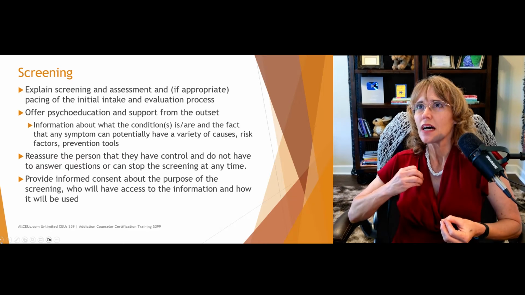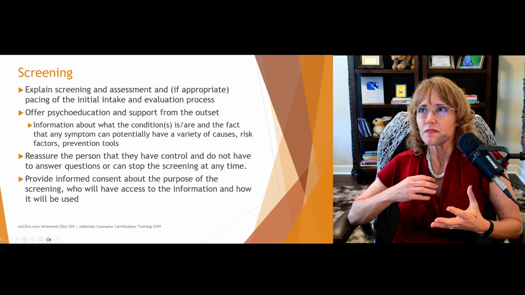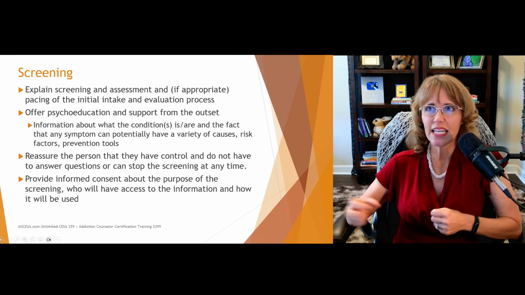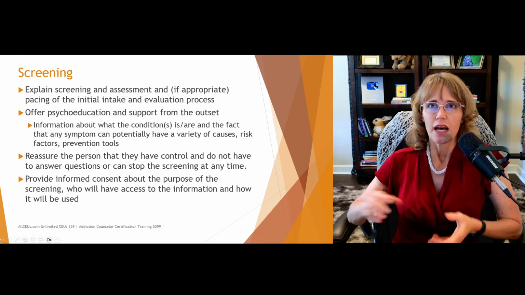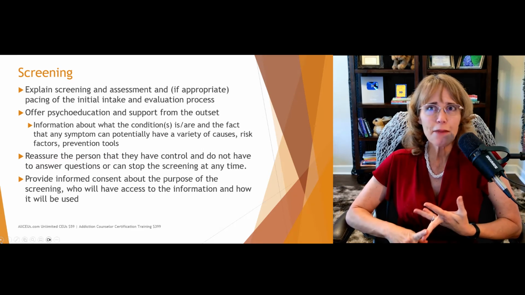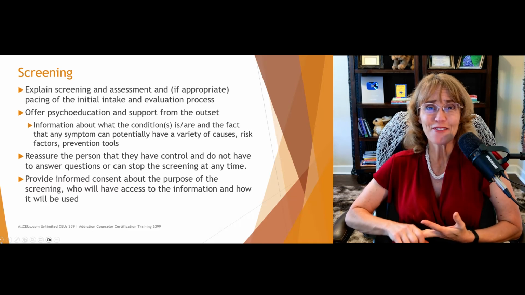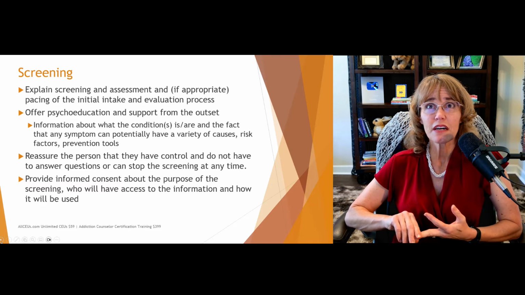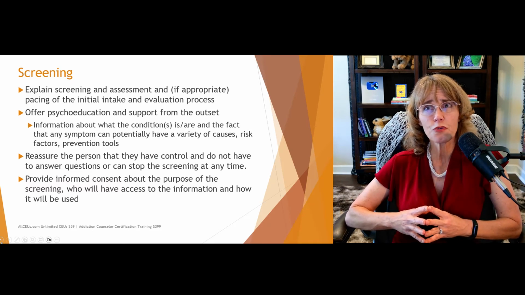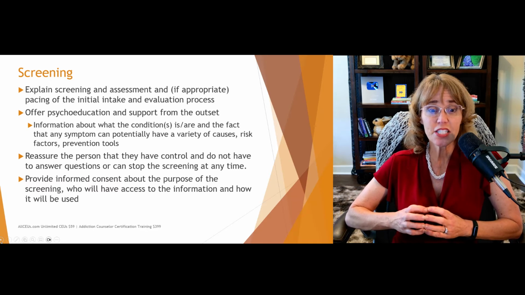So, chronic pain, for example, can have a variety of causes. Hormone imbalances, hypothyroid can have a variety of causes. And we need to be able to get curious and explore what is causing those.